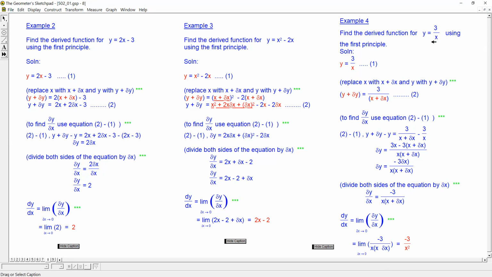But your textbook doesn't have it. Old textbook they have, new textbook they don't have. So never mind. I copy down y equals 3 over x.